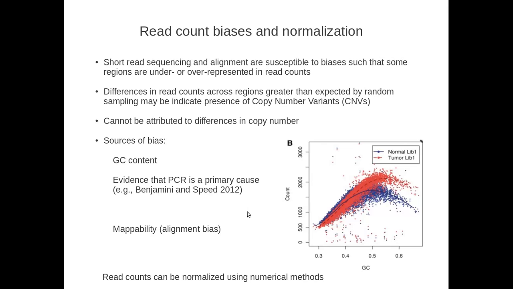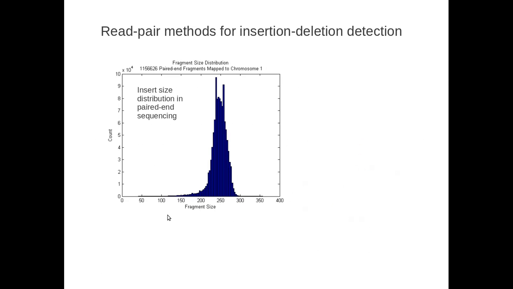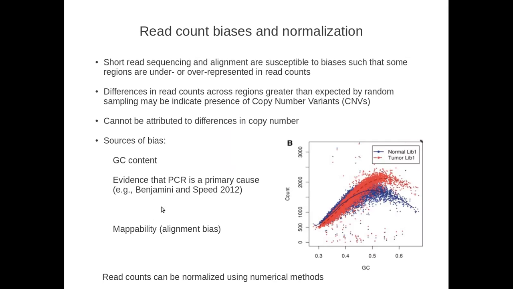So another source of error is mappability, or alignment biases, where you have certain parts of the genome that tend to be refractory to mapping and other parts that are less refractory to mapping. This might be due to things such as repetitiveness of the genome. And so regions of the genome that have low mappability appear like they're at low copy number when they're in fact not.